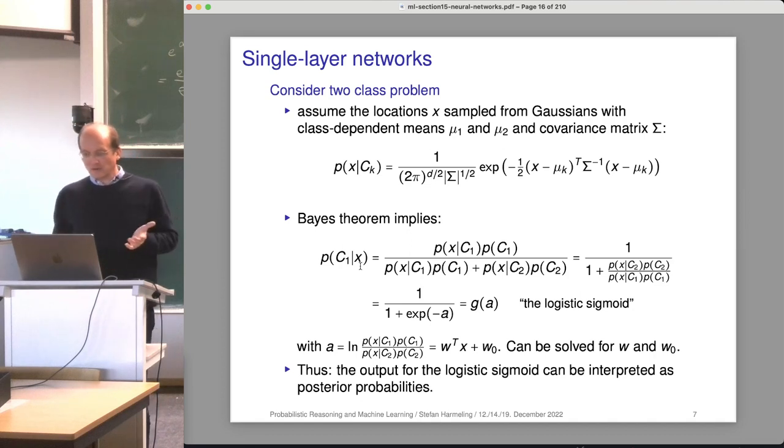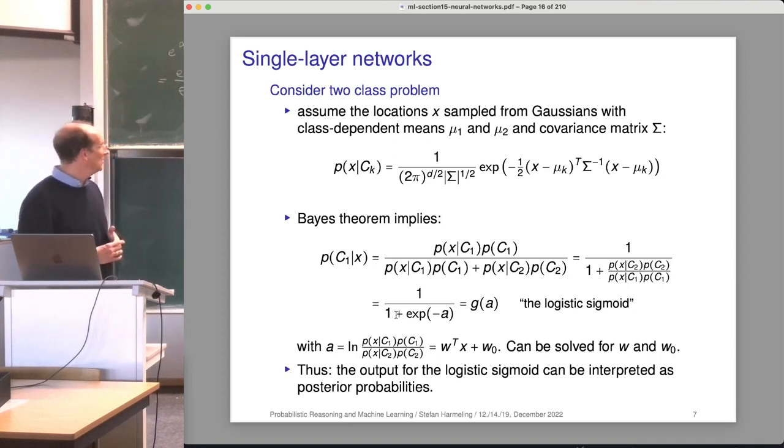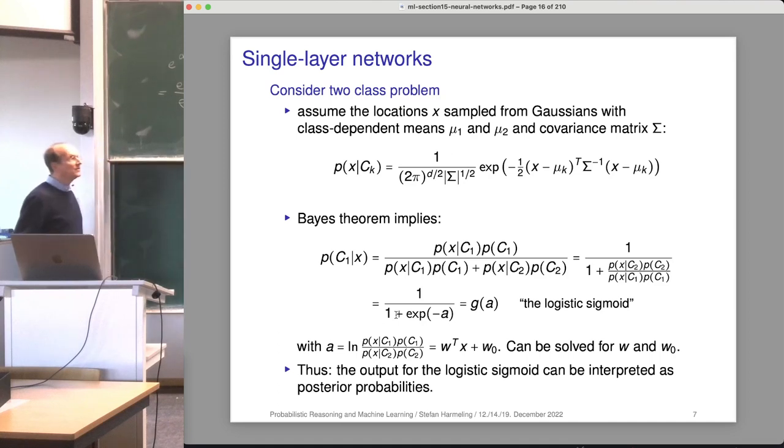Okay, long story short, this is the reason why we look at this weird function 1 divided by 1 plus e to the minus a. And this is the so-called sigmoid activation function, and it's a very famous function, okay? Let's look at it by plotting it, okay? So let's plot it and see what it's doing.